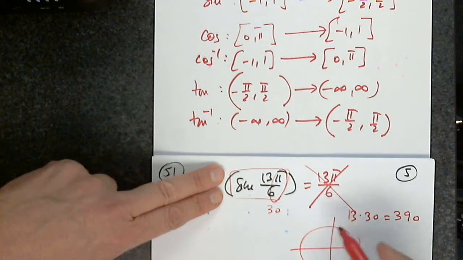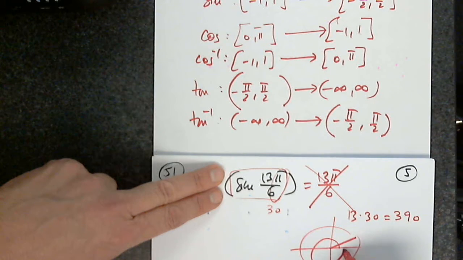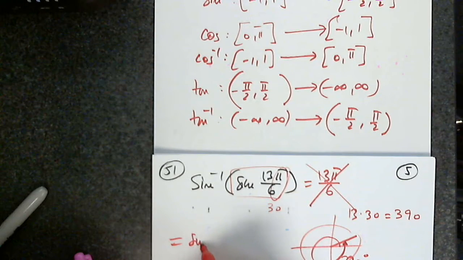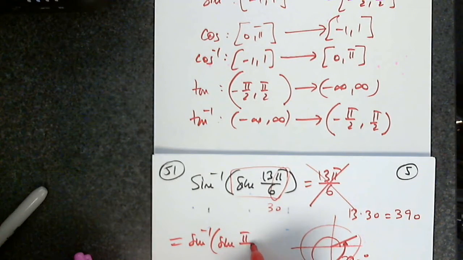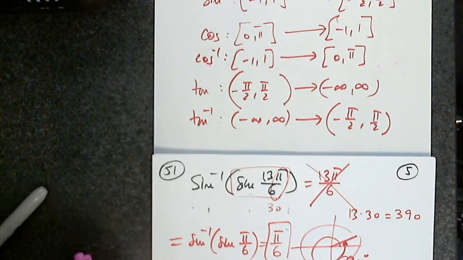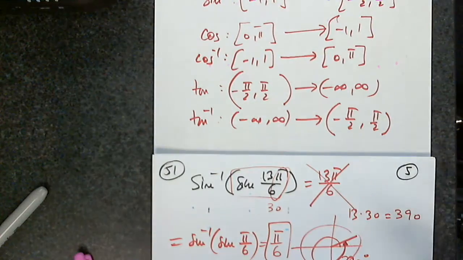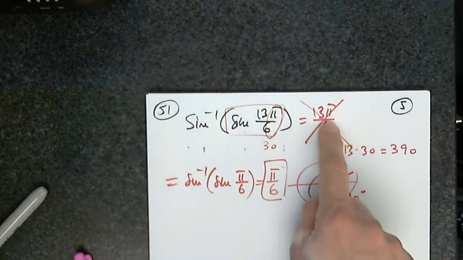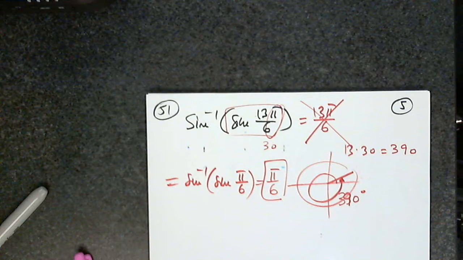So this is an angle in the first quadrant. Okay, so then I know that this is now sine inverse of sine pi over 6. And now I can blindly write this, because now I can apply the inverse function property. But first I have to determine this, because I cannot write 13 pi over 6. Very good. Okay, that's all about this.